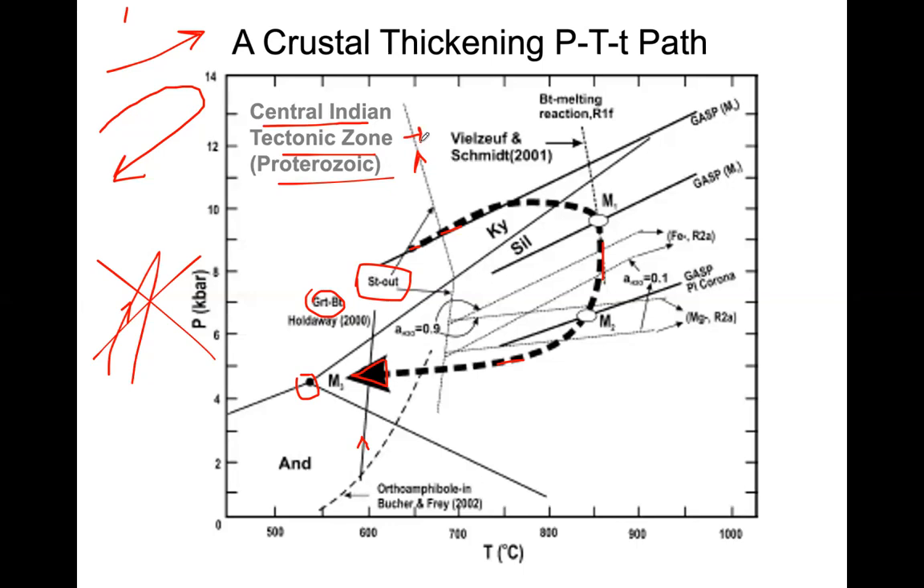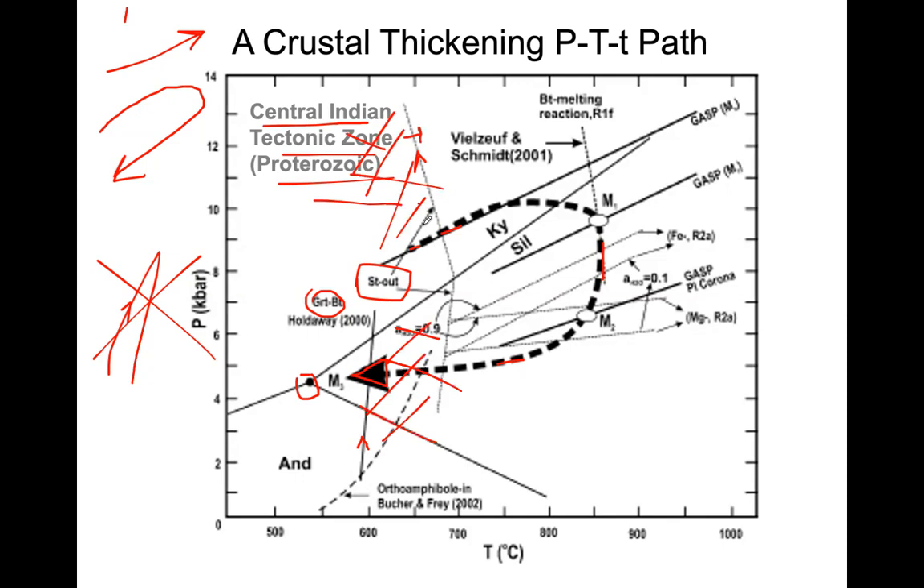There can be several reactions, but here it is shown as a field for staurolite. So from here, this zone, for example, this area marked by this hatched zone, everywhere here, all this area shows the staurolite stability field. That means from there onwards, there is no staurolite.